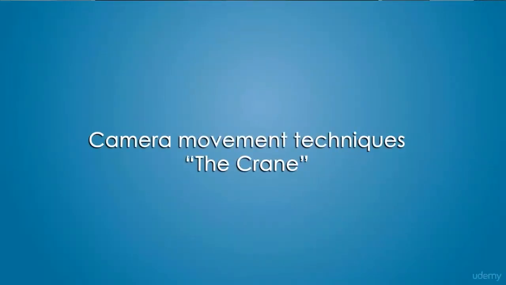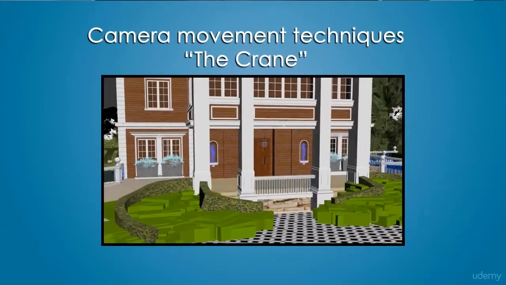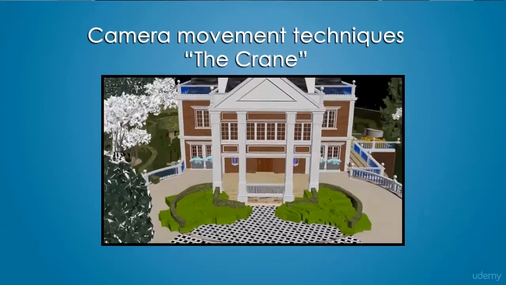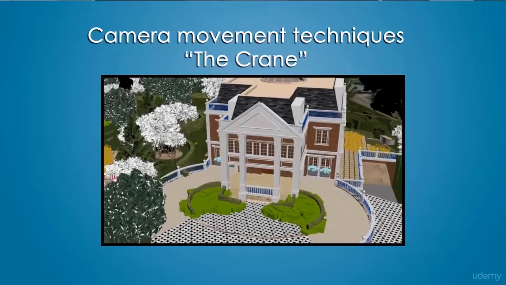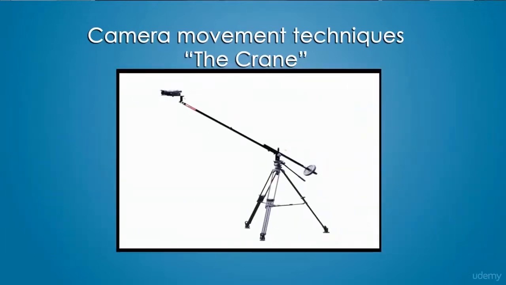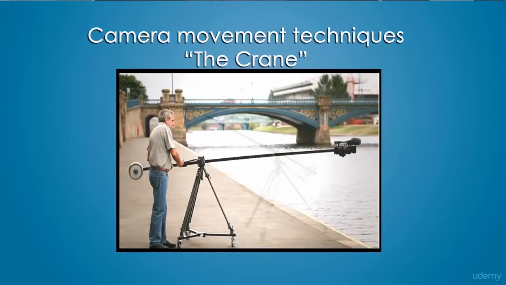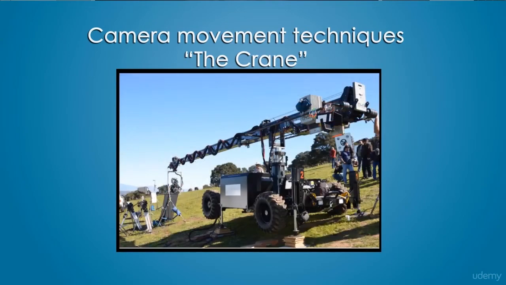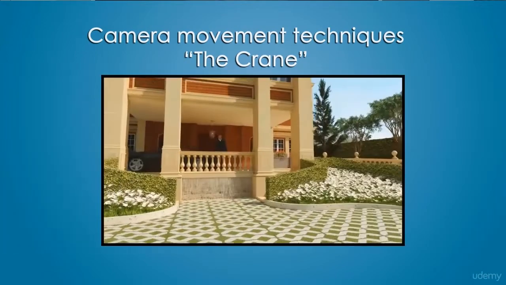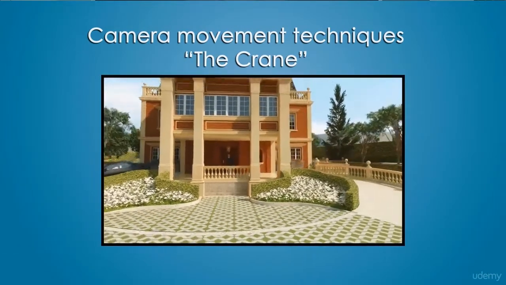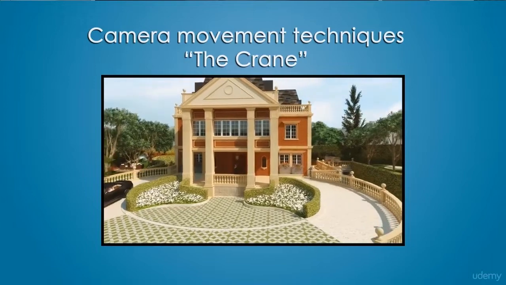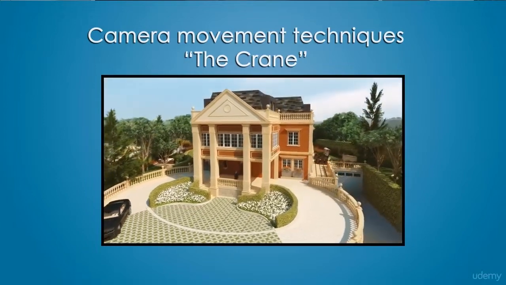Camera movement techniques. The crane. The crane is one of the advanced camera movement techniques used by filmmakers. In real life, they attach the camera on a device like this. It can be a small device like this one or a huge one like that one. Crane movement is usually used to enhance the epic nature of large sets.